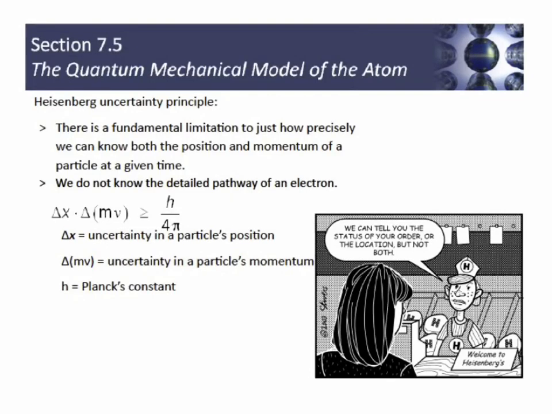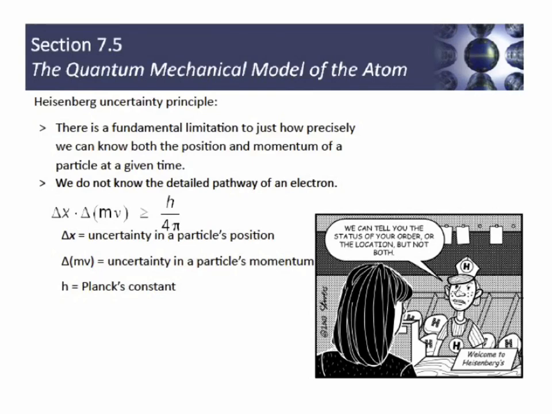Okay, so quantum mechanical model of the atom. Going back to quantum mechanics, you have the Heisenberg uncertainty principle, where you cannot know both the position and momentum of an electron, but you can know the one or the other. You can't know both of them at the same time.